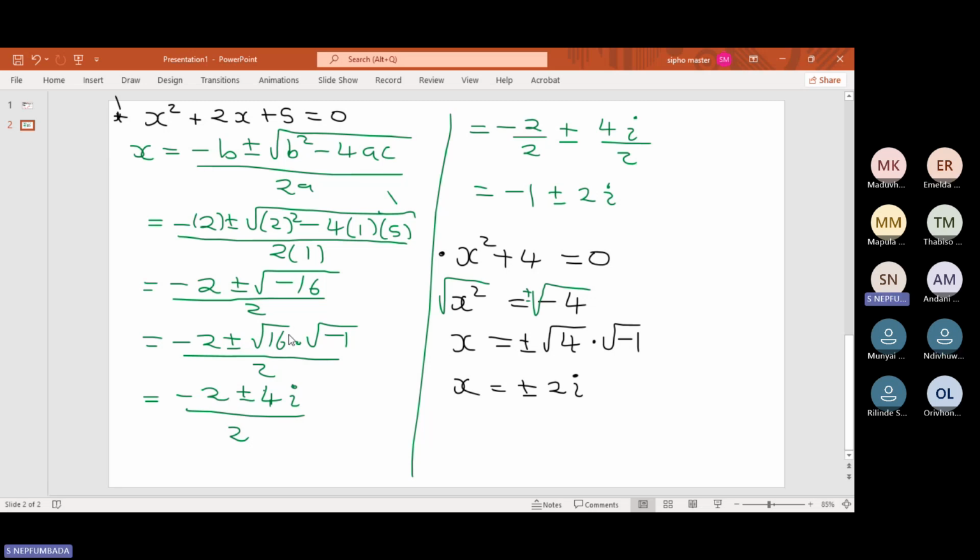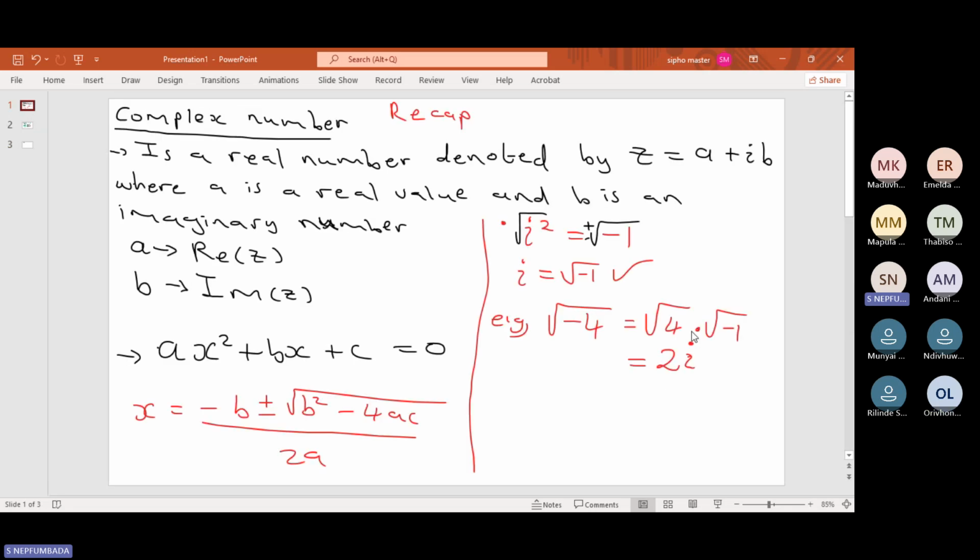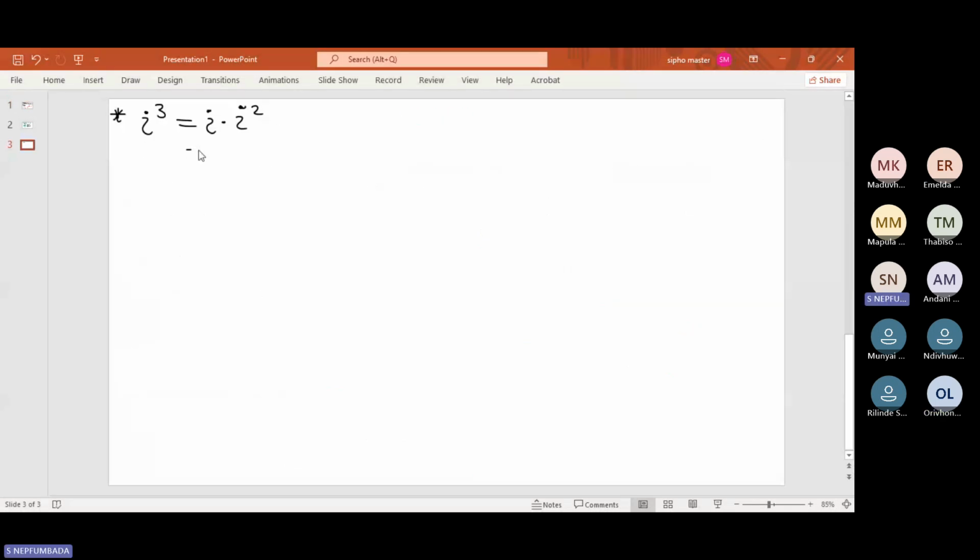And again, we have covered such kind of equation whereby you were having something like, let's say, i to the power of 3. We said we first remove the first i, then we write the rest as i to the power 2. Why? Because we know that i to the power 2 is equal to minus 1. Are we good? So it simply means this is the same as i multiplied by minus 1. Then we get negative i.